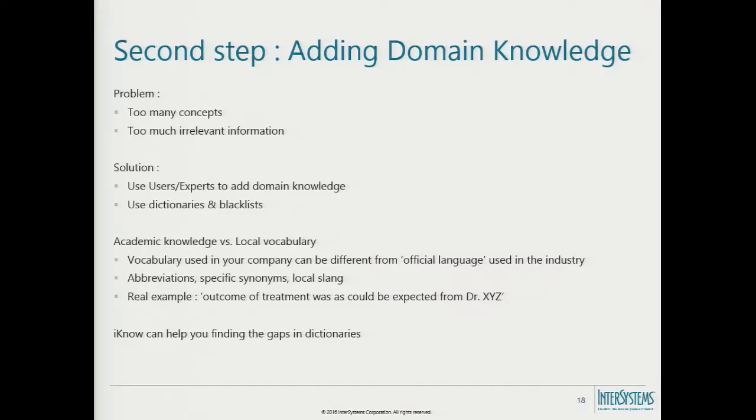There is one example that was a bit funny. A hospital was trying to find the outcome of patients, and they said, if we have a sentence like "the outcome of the patient was as could be expected because it was treated by Dr. X," for them, it was a sign that it was a bad outcome. You will not find that in a dictionary. They just said that doctor or that name has a kind of reputation. So that's really local knowledge that you will not find in any dictionary.